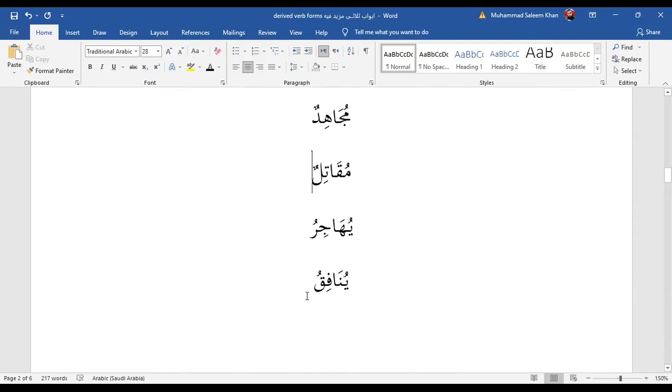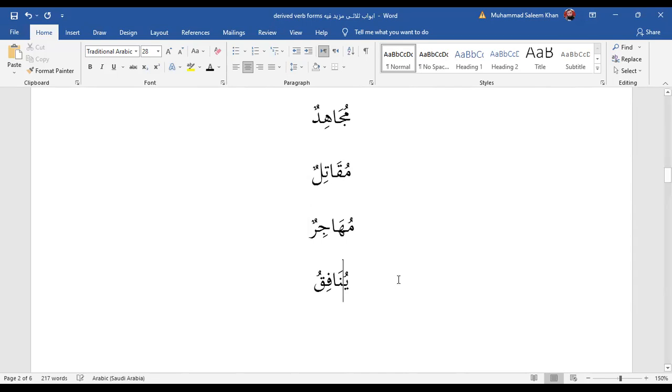Then we have yuhajiru, hajara yuhajiru muhajaratan. So the person who does immigration, what do we call him? Muhajir, right? Mim has dhamma, and then it becomes mu, and then in the end we put tanween, so it becomes muhajirun, the one who migrates. So the person who migrates, we call him muhajir. Yes, hajara yuhajiru, muhajaratan, and ism al-fa'il minhu muhajirun, the person who migrates.